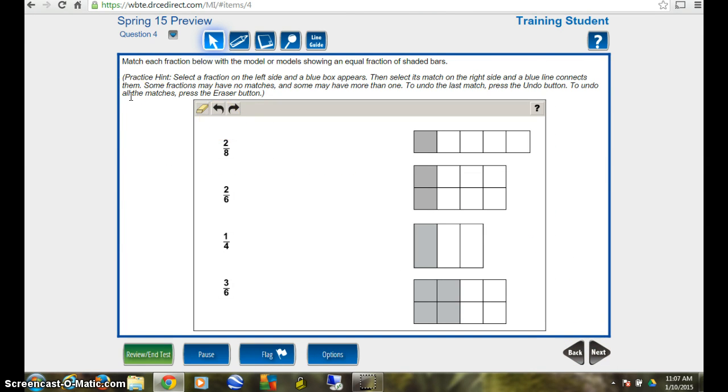Now we have a fraction one. Now, if you're in 3rd grade, this one here may be far too hard for you, but our 5th graders and 4th graders very well could see problems like this. Match each fraction below with the model or models showing an equal fraction of shaded bars.